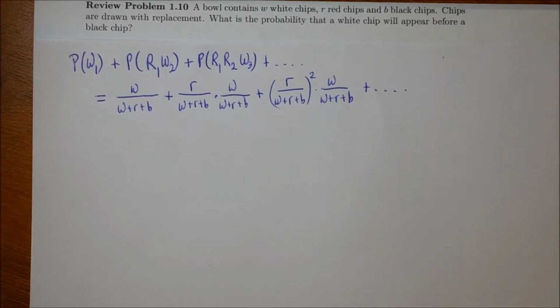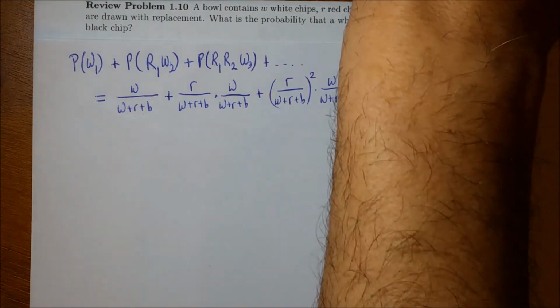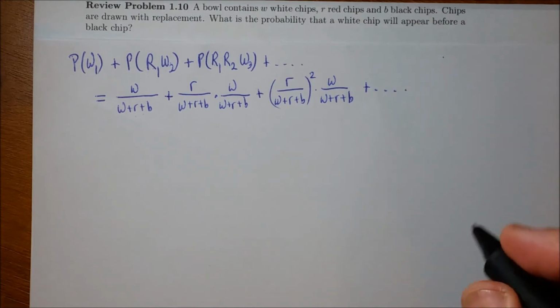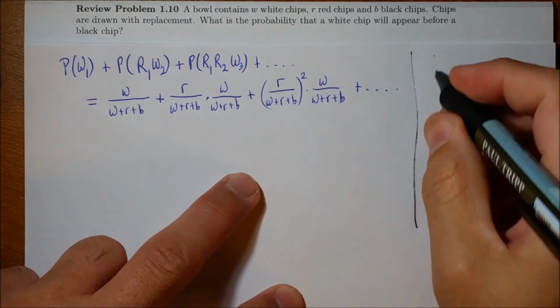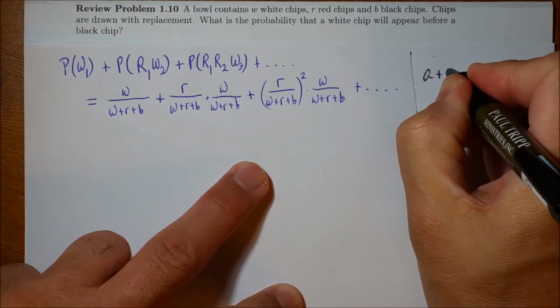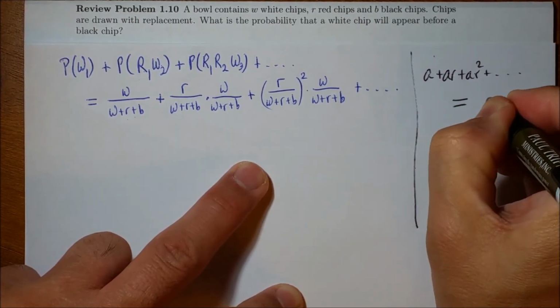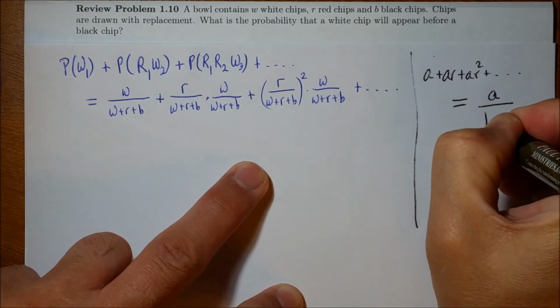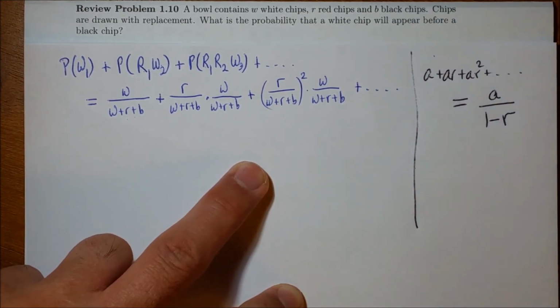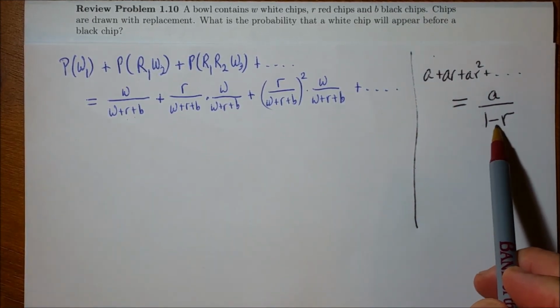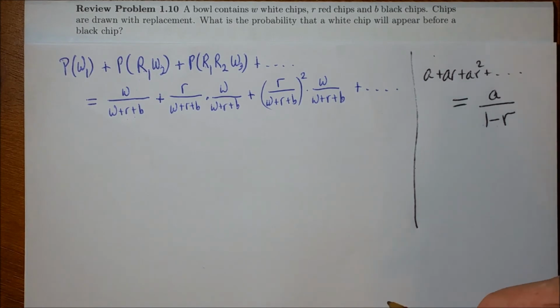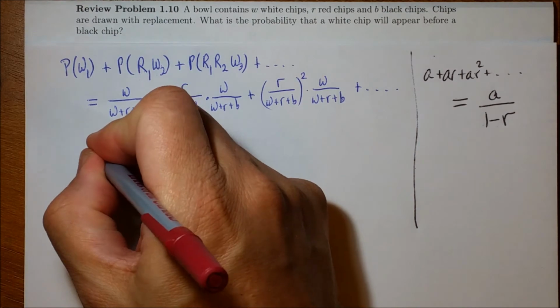Well, we notice that what we have here is a geometric series. The formula for a geometric series, if you recall, goes like this: if you have A plus AR plus AR squared, and so on, the formula for an infinite geometric series is the first term divided by 1 minus the common ratio. And this is a formula that I believe we've derived in class.